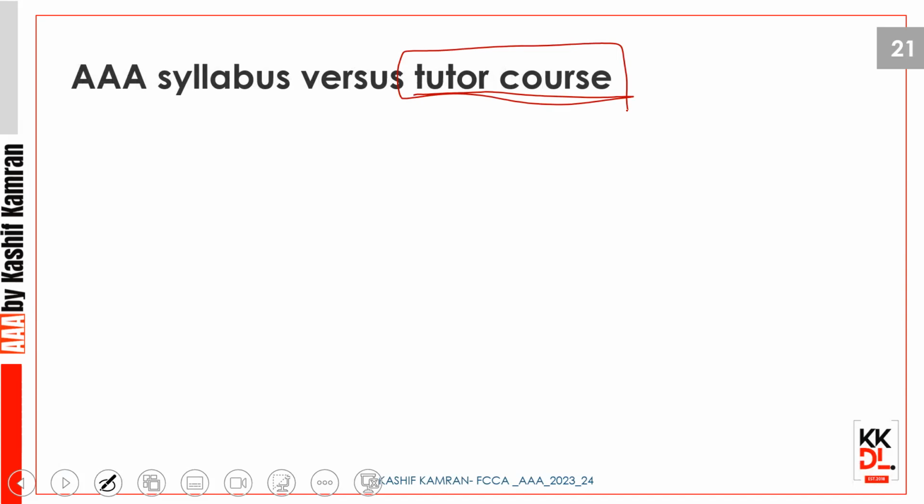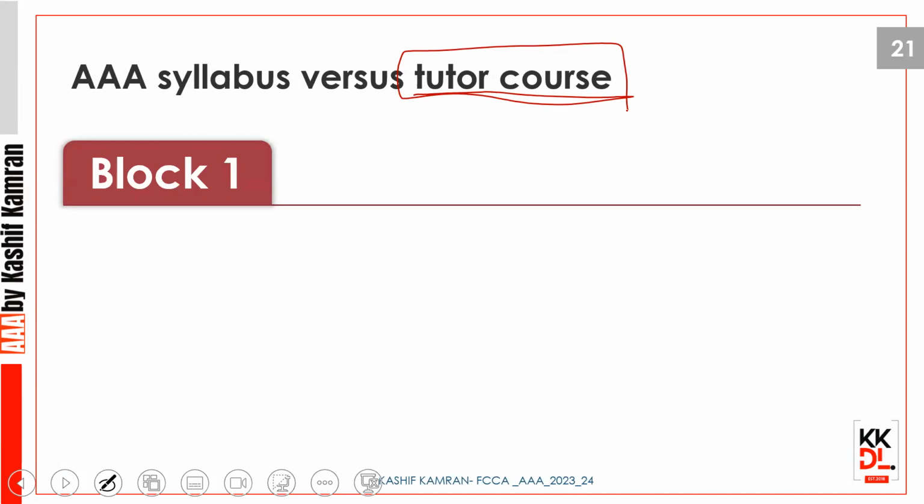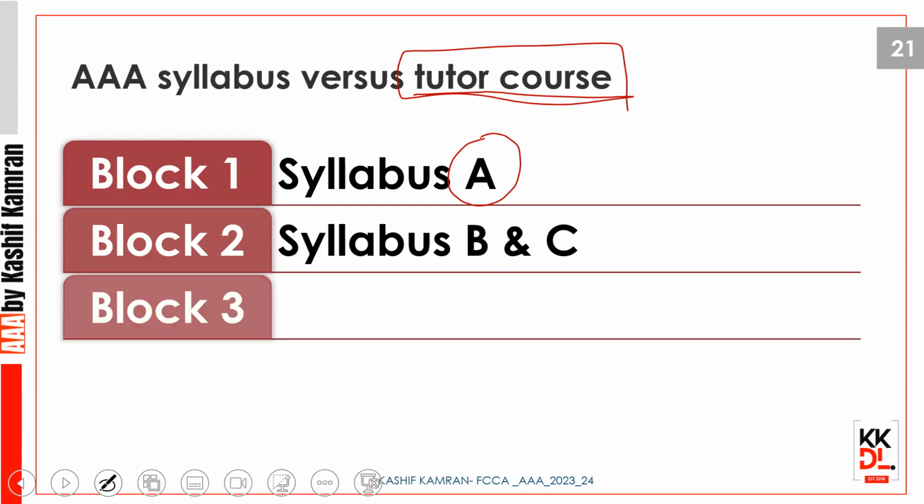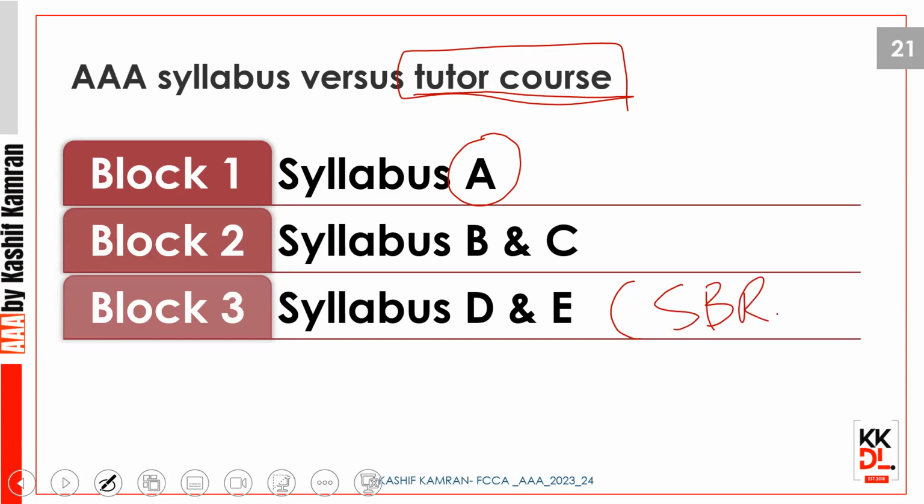Now, when you look at my course on the portal and you look at the syllabus of AAA, I have divided my course into 4 blocks. Block 1 consists of syllabus area A, regulatory environment. Block 2 consists of 2 syllabus areas, B and C, which is ethical, professional, quality management, and practice management. Block 3 consists of syllabus areas D and E, both of which are important, which is where you need the SBR knowledge. And I'll tell you how you would revise the SBR knowledge shortly. But D and E is the core part, right? So block 3 becomes very core.